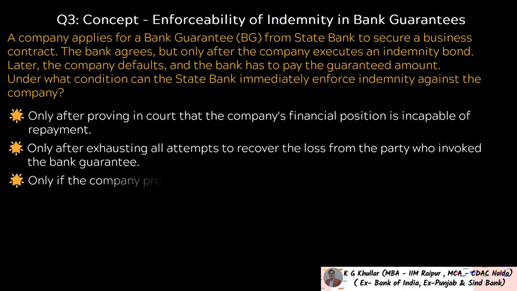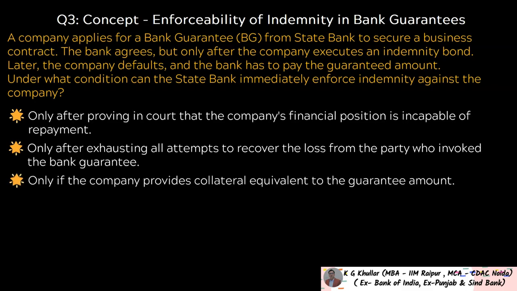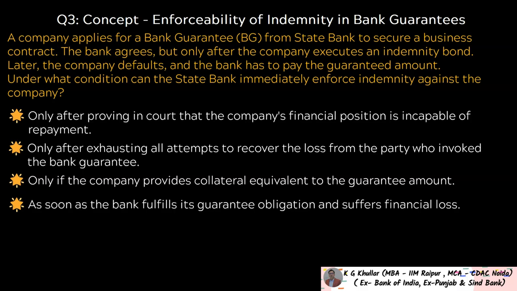And these options are given to you. The first option A is only after proving in the court that the company's financial position is incapable of repayment. Then second option B is only after exhausting all attempts to recover the loss from the party who invoked the bank guarantee. And third option C is only if the company provided collateral equivalent to the guarantee amount. And last option D is as soon as the bank fulfills its guarantee obligations and suffers financial loss.